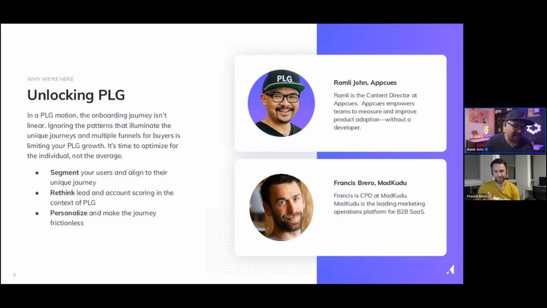I'm going to start off and talk a little bit about why segmentation is important, and then Francis will share a few examples and how it applies to more complex things, especially for B2B. And then we're going to go through even more examples. The whole goal of this is for you to take away some concepts and apply them to your product-led growth motion and really improve your product adoption.